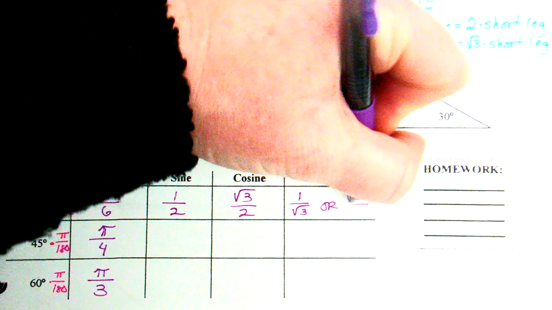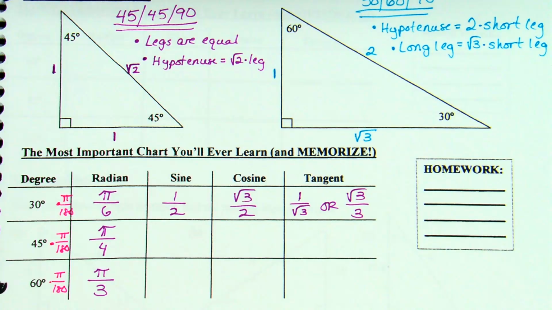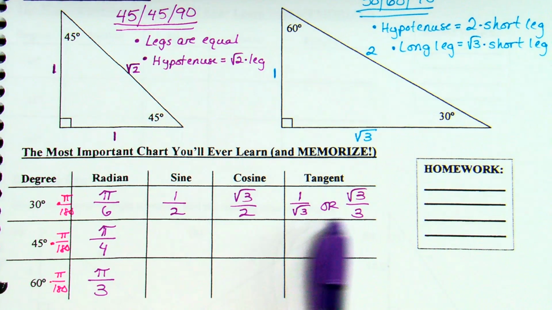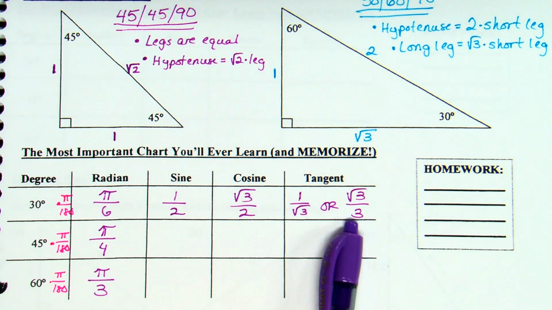Thank you, Haley. Okay, because how do we rationalize? We multiply by square root of 3, top and bottom, right? So it becomes square root of 3 over 3. When it comes to you writing something down for me, like on a quiz or something, I'll accept either or. As I said, get in the habit, though, of putting the rationalized one, because that's the one we'll use the most. Okay.